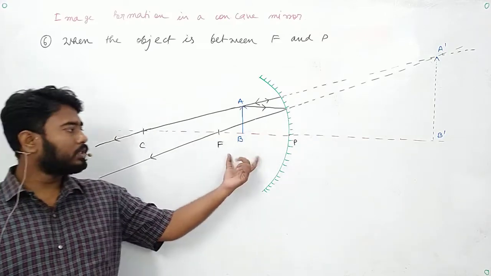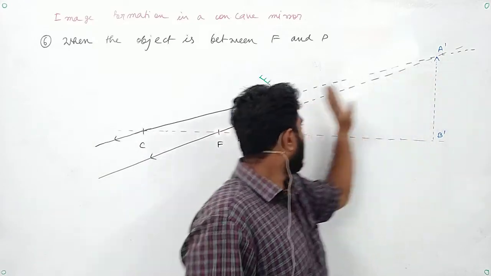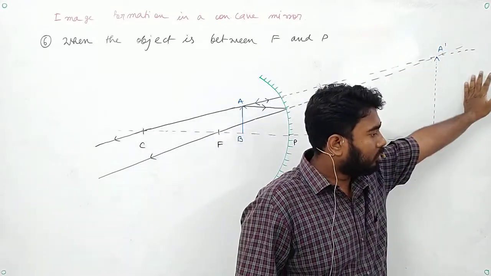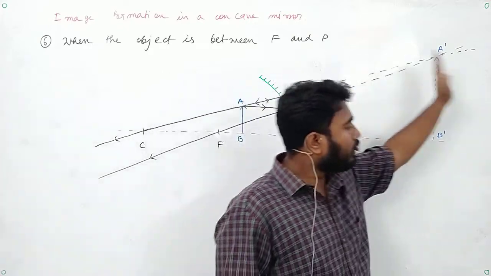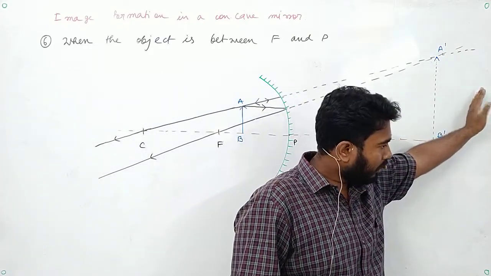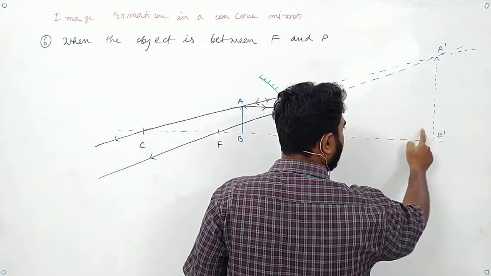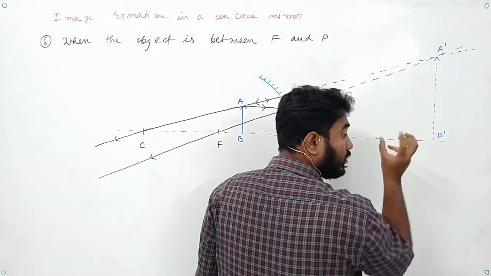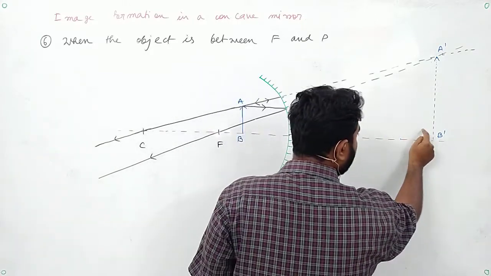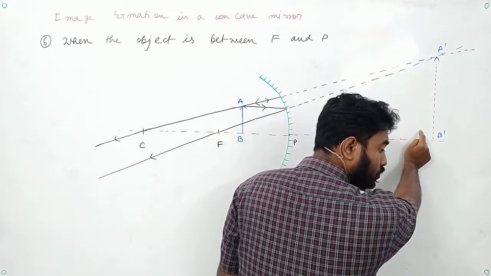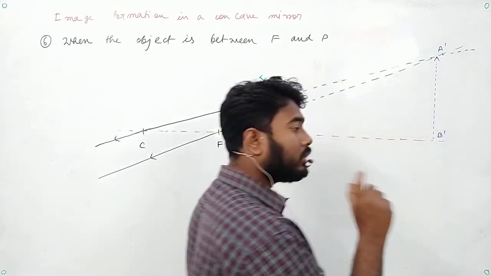That if the object is between focus and pole, the image is formed behind the mirror. The image is formed behind the mirror. Okay? And the image is large and the image is virtual. This is the main thing, that the image is virtual.